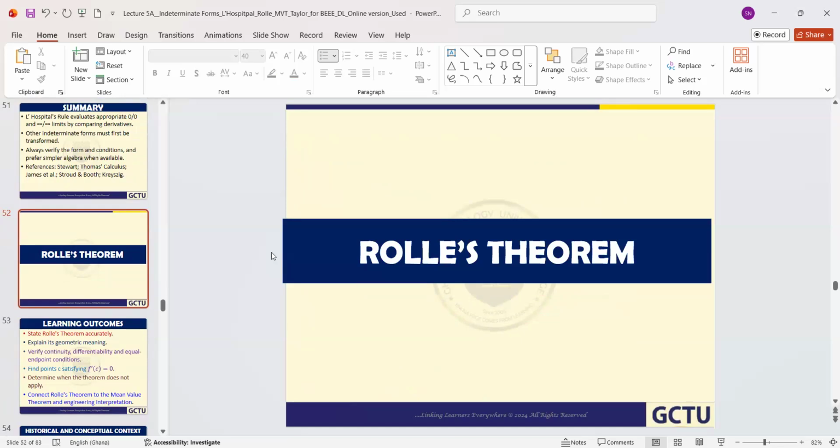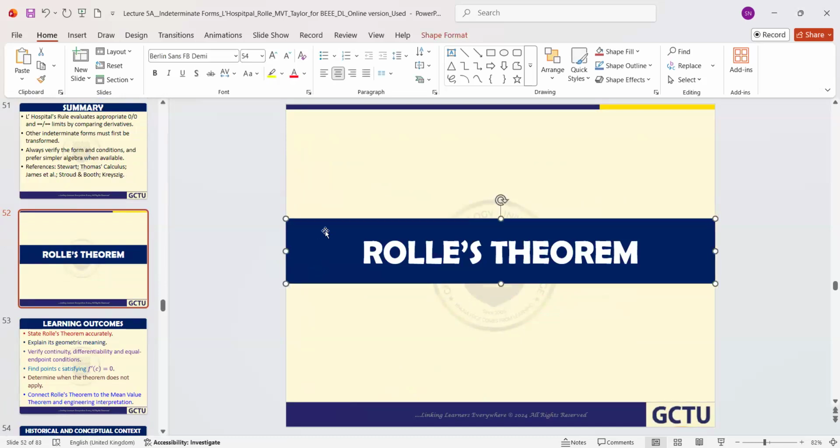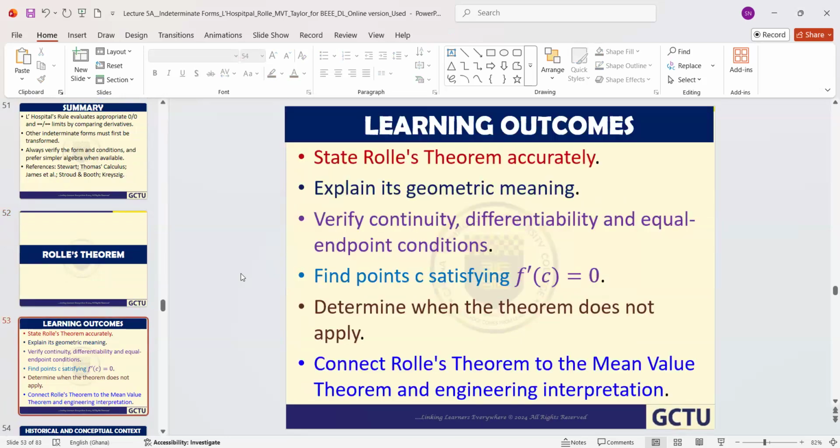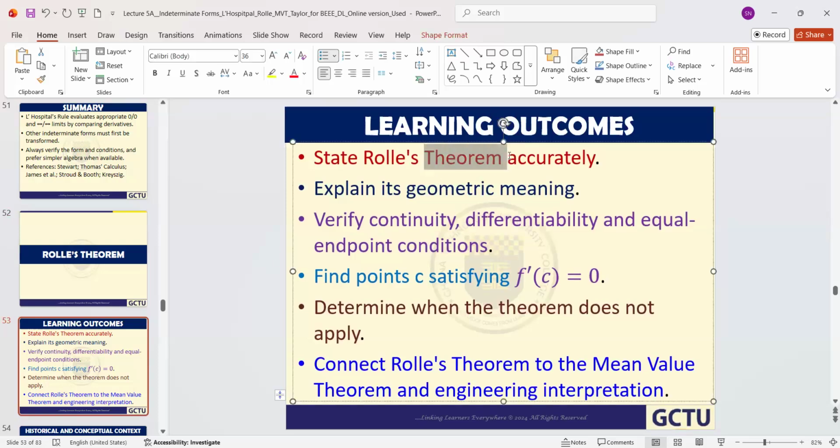Rolle's theorem, this is also very, very simple. It's not that difficult. Let's look at the rule. This and the next theorem are very similar. This one solves problems using what we call a specific value. And then the last one, MVT, the mean value theorem, will look at a range. So let's go through it. What are we supposed to know in Rolle's theorem? What does the theorem say? How does it explain the geometric meaning? Okay.